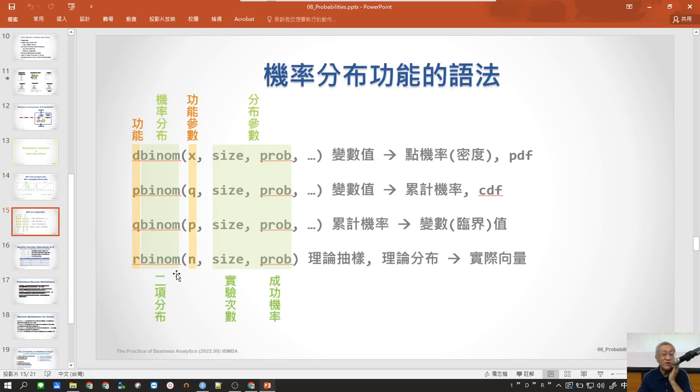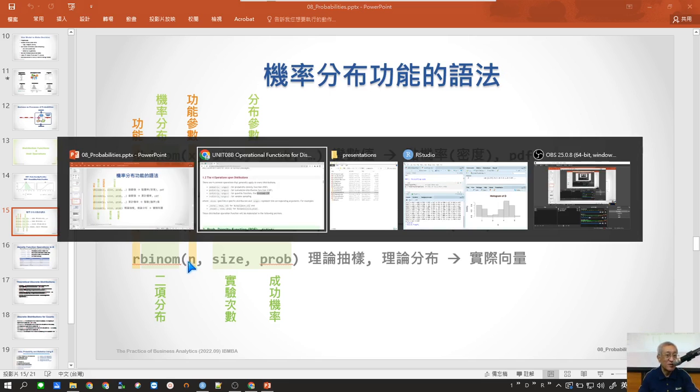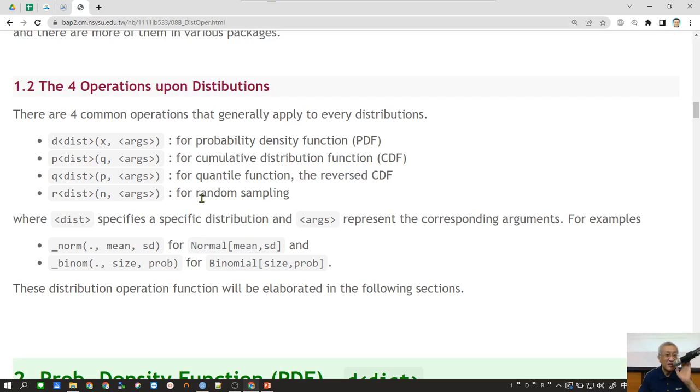And then the last function is the R function, and that is for random draw. You want to draw n points from a certain distribution. It's for random sampling, given the distribution and its arguments.